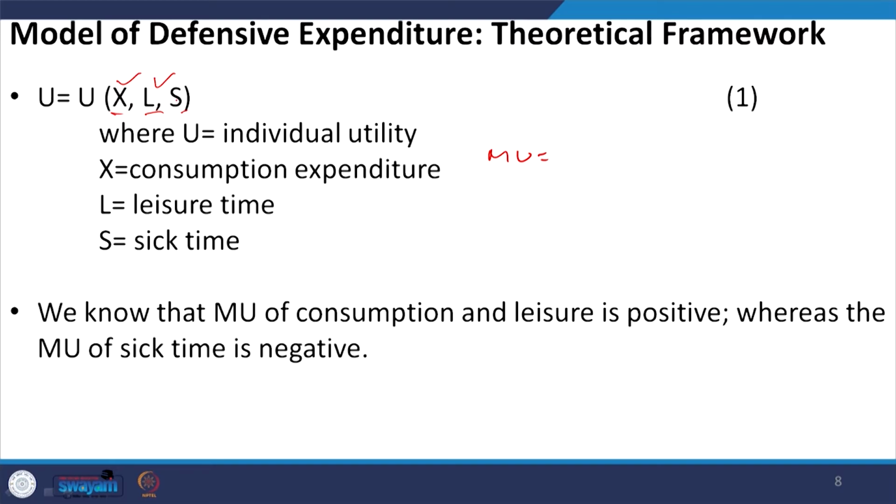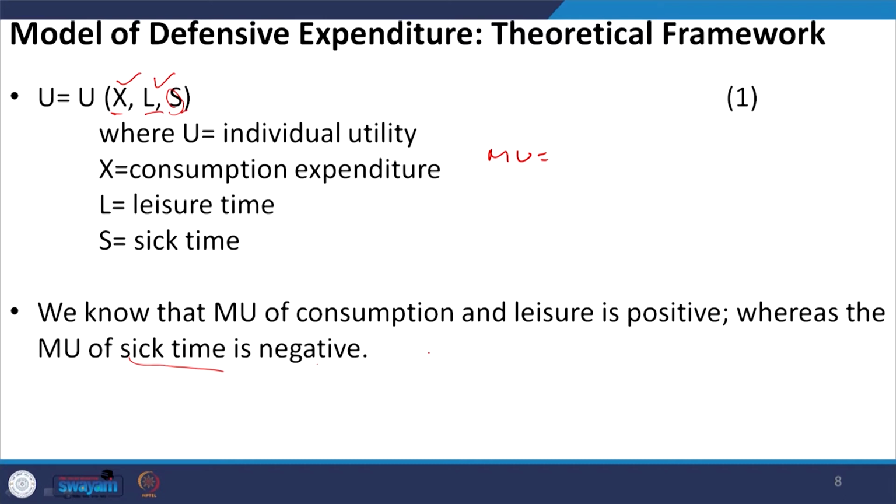But for the third one, if you are falling sick by 1 more time or 1 more hour, or 1 more year in terms of time measurement, then the marginal utility of sick time will obviously be negative. This is what we need to remember, and it is rational to find.